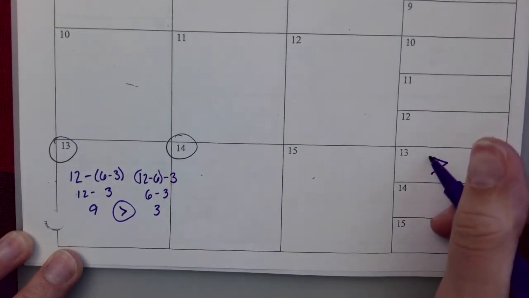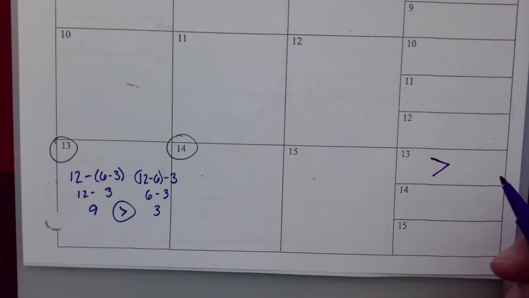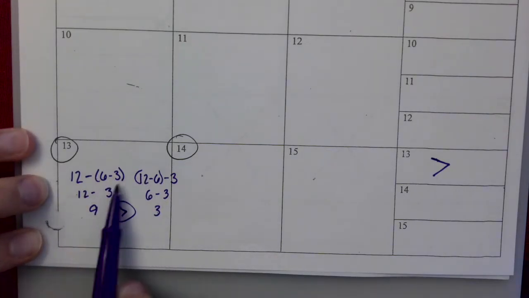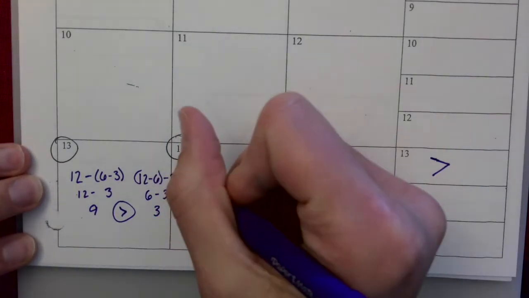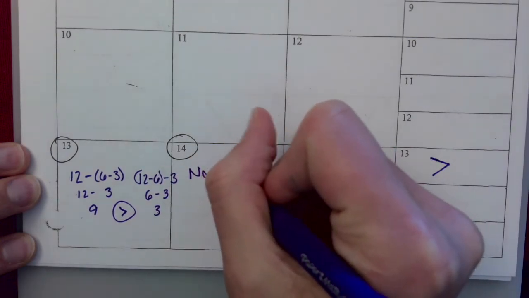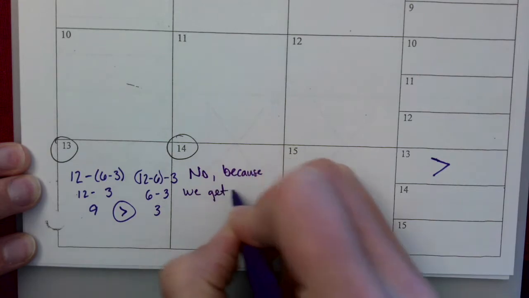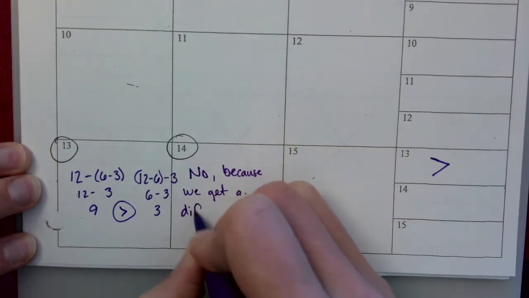14, look at the answer to your problem 13. Does the associative property apply to subtraction? Did we get the same answer when we changed what we did first? No, because we get a different answer when we change the order.